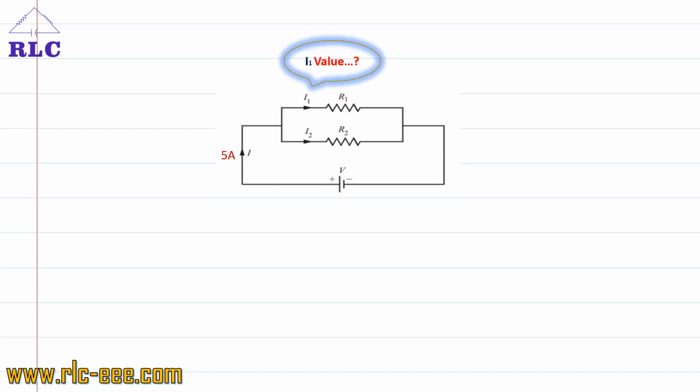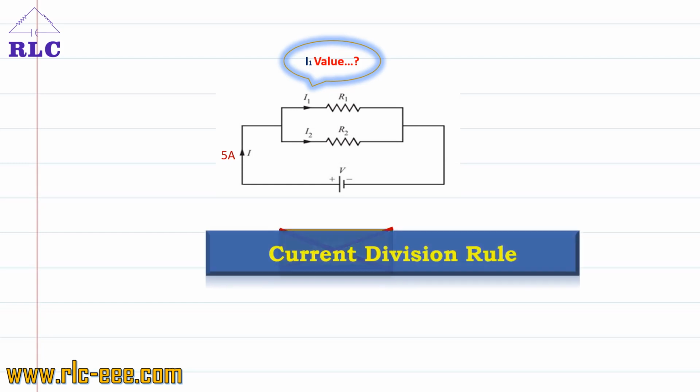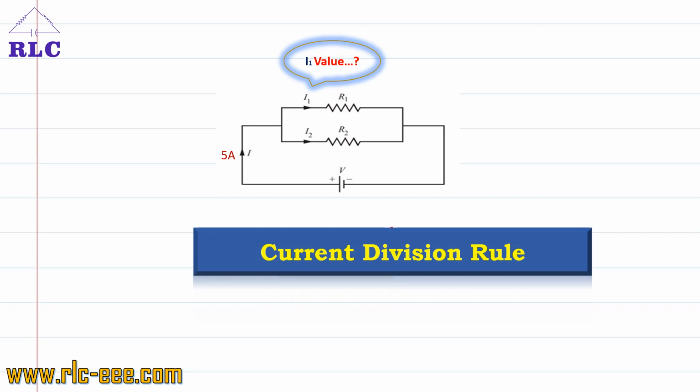I1 and I2 are both unknown. So how to find the value? KCL, is it possible? No. Why? Because I1 and I2 are both unknown. So applying the current division rule, we can find the value of I1. Let's study in detail about those two topics.